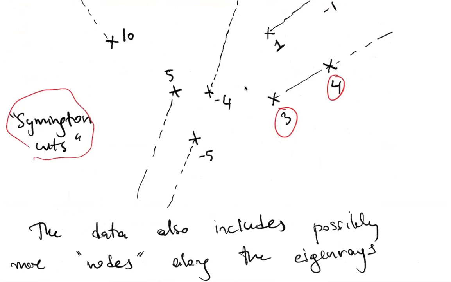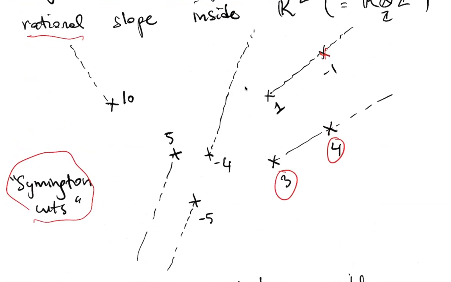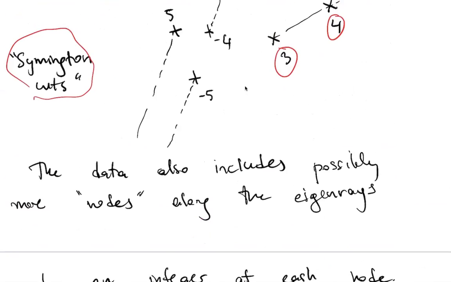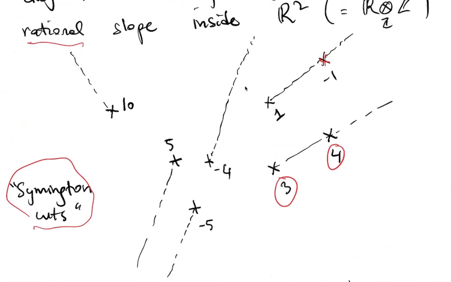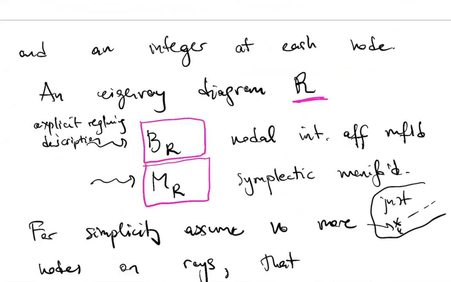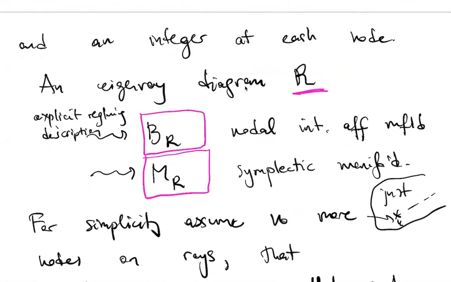Then if I'm given an Eigenray diagram, which is some diagram like this on the plane, I can construct a nodal integral affine manifold. This construction is exactly the same as the local models because these rays are disjoint. You have to be slightly careful about dealing with multiple nodes on the same ray, but you can do it. It's not much harder. And since I obtained a nodal integral affine manifold, I also obtain a symplectic manifold by my general construction.